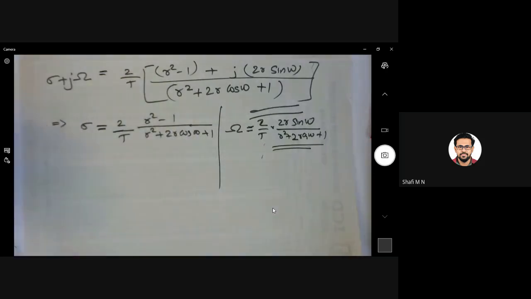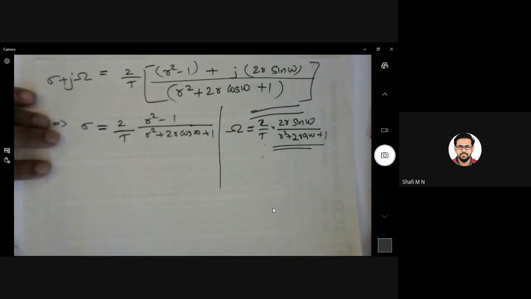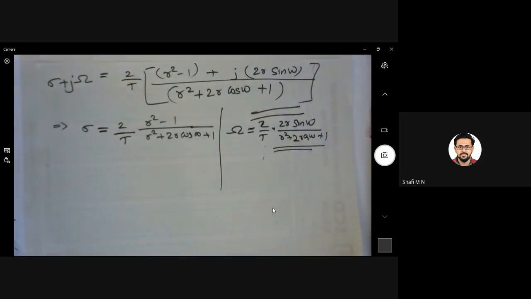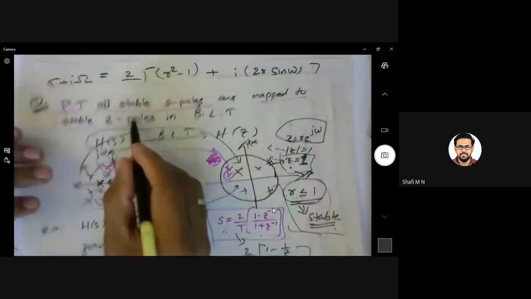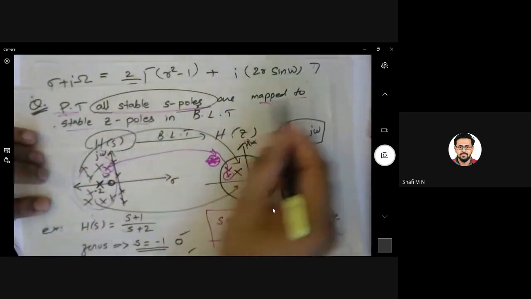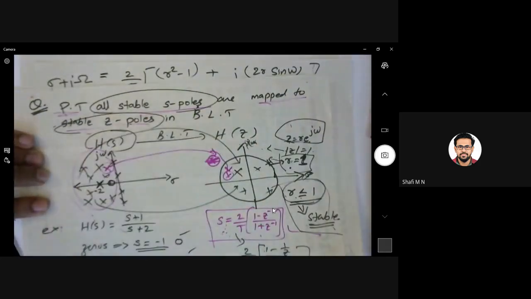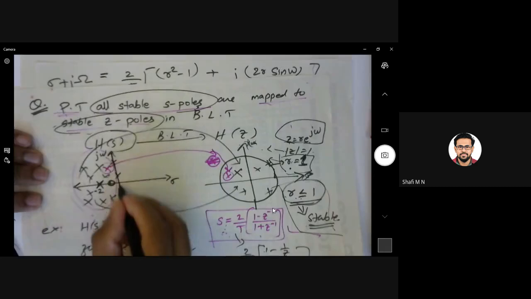Sigma and r are related like this. So my question is, what was the thing you have to prove? All stable S-plane poles, right? You have to prove that all stable S-plane poles are mapped to stable Z-plane poles. So we will start with this axis. Let's see what happens with this axis, where it is mapped.